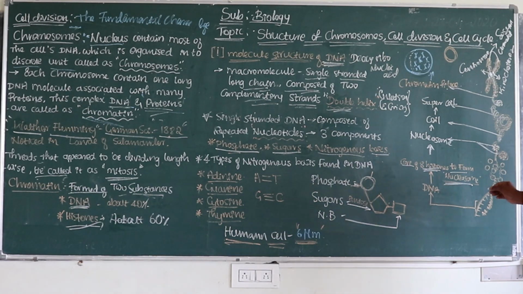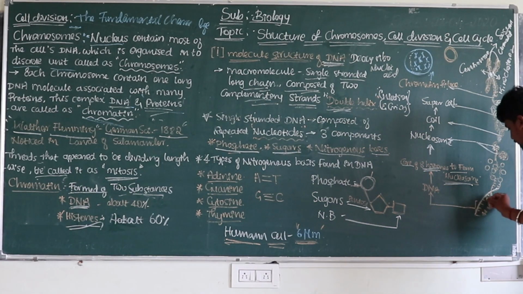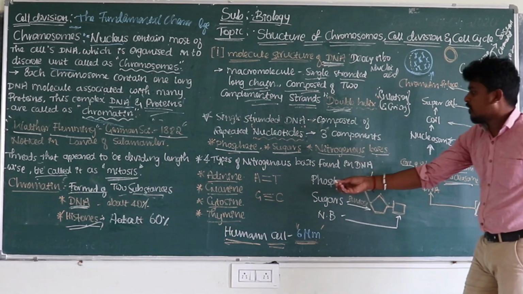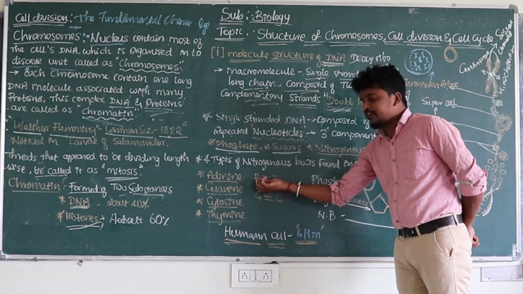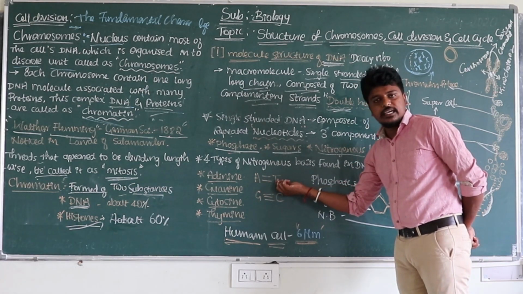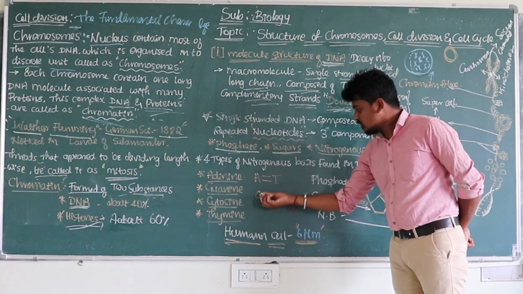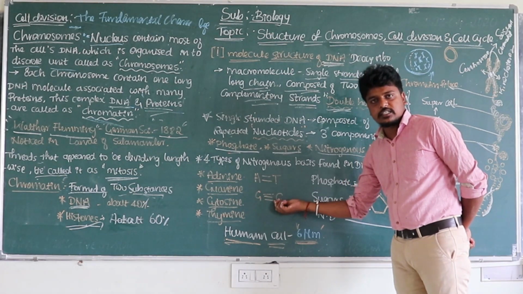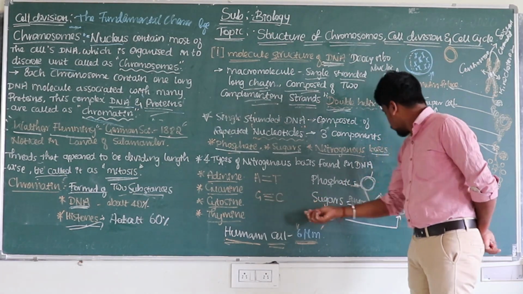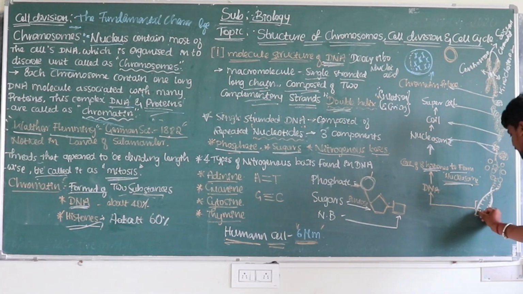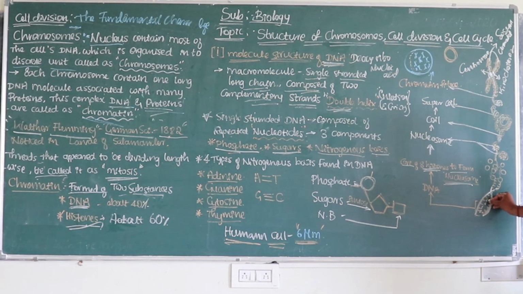That new strand helps the formation of the double helix model of a DNA, the complete structure of a DNA. In each single strand, in the arrangement of nitrogenous bases, adenine always pairs with thymine with 2 hydrogen bonds, and guanine always pairs with cytosine with 3 hydrogen bonds. The same way here also, A, T, G, C, and here vice versa.